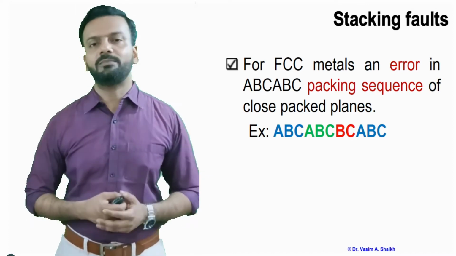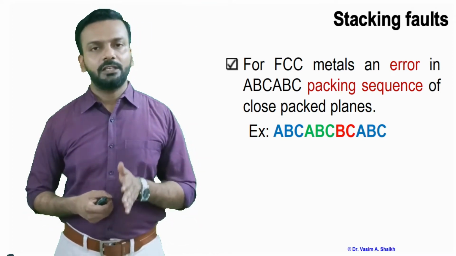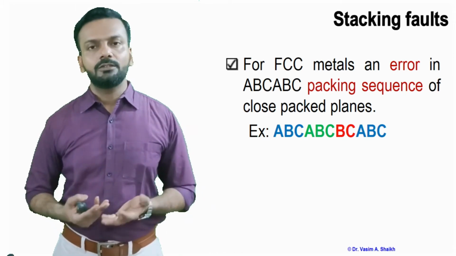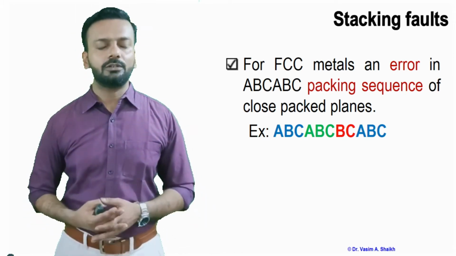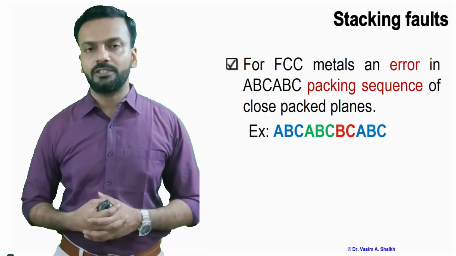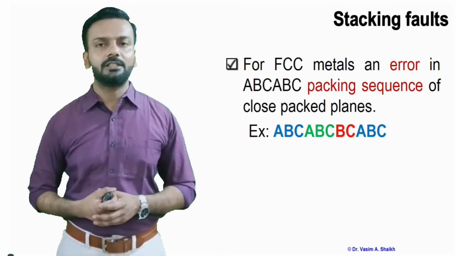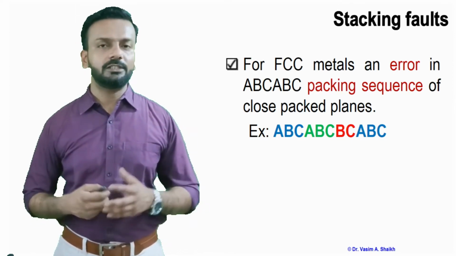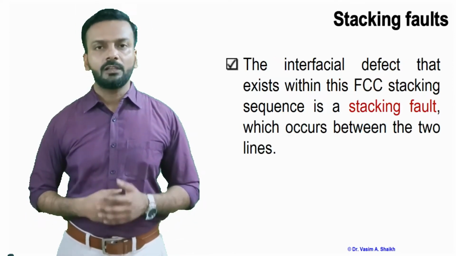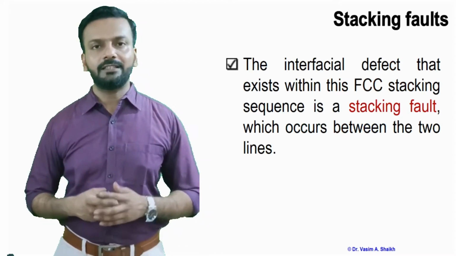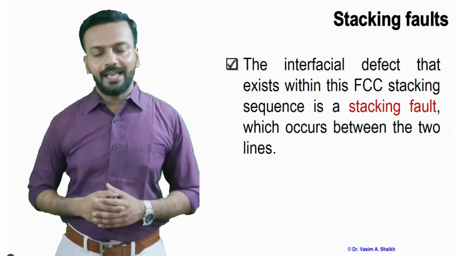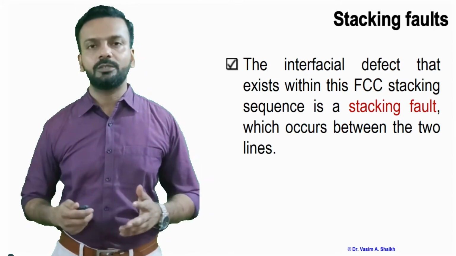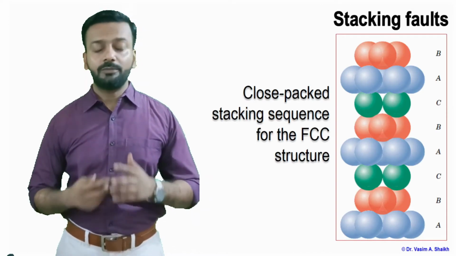Here, as an example, we see ABC, then BC. So A is missing; plane A is missing. That creates a stacking fault, or a two-dimensional imperfection in the material. That is called a stacking fault. So the interfacial defect that exists within the FCC stacking sequence is a stacking fault, which occurs when basically one line of atoms, or one plane, is missing.